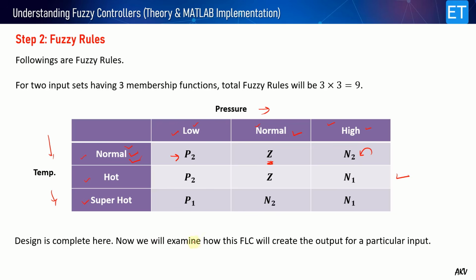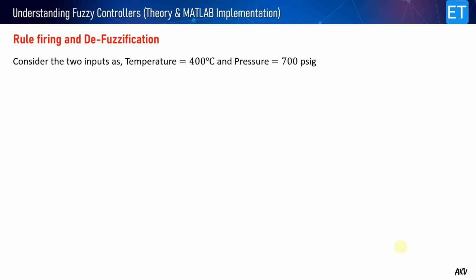So now we will examine how this FLC will create the output for a particular crisp input. For that, we can see how the rules are fired and how the defuzzification takes place. So now I'm considering one crisp input case where temperature is, let's say, 400 degrees Celsius and the current steam pressure is 700 psig. So in this situation, what will be the corresponding output of this FLC? How much will the valve open to the left side or right side, how much angle will the valve rotate?